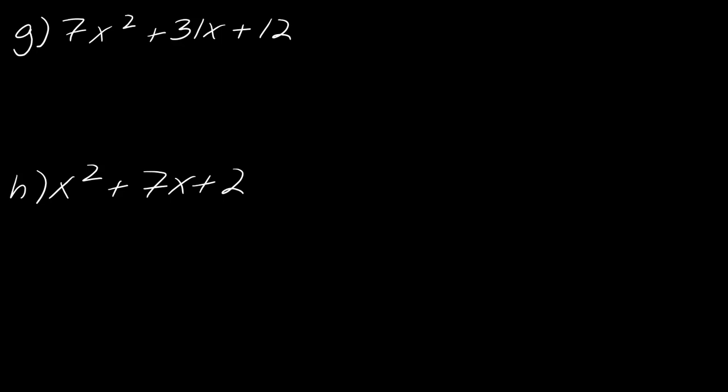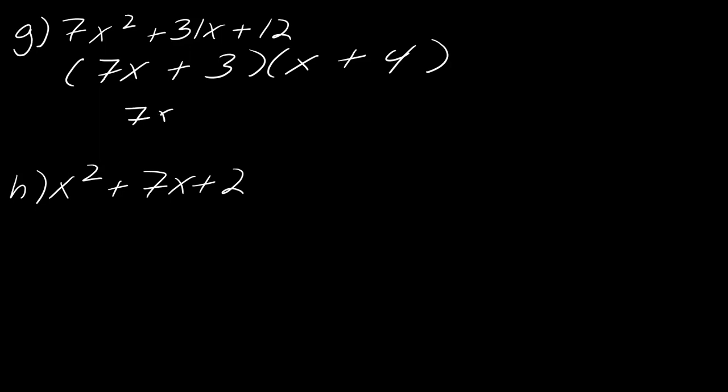I've got the next two examples, so go ahead and hit pause and try them on your own. So for this one, I'm going to have 7x and x, and then two numbers that will multiply to 12. Well, that'll be 3 and 4, and this is the only combination that will get you to that 31. So again, if I multiply this together, I've got 7x squared, I get 28x, 3x, and 12.